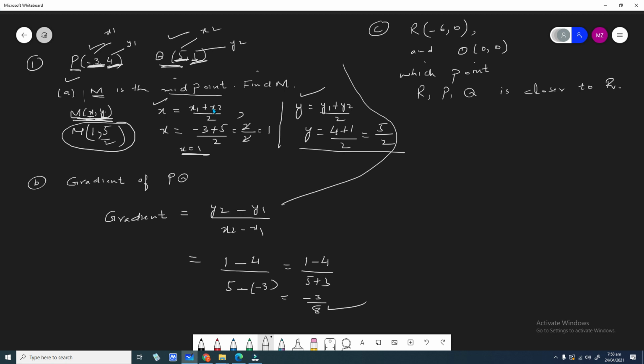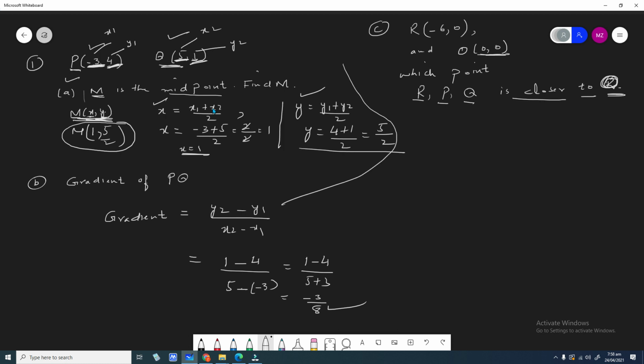In the last part, we are given a point R, whose coordinates are -6, 0, and another point O, which is the origin, with coordinates 0, 0. We are asked to find which point from R, P, and Q is closer to O, the origin.